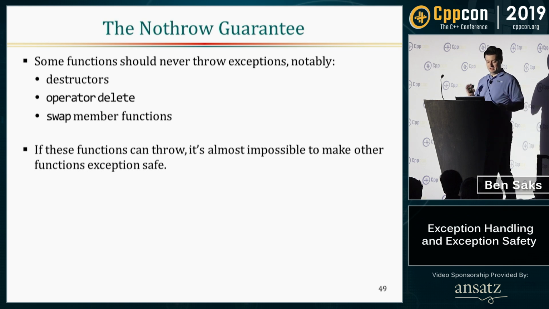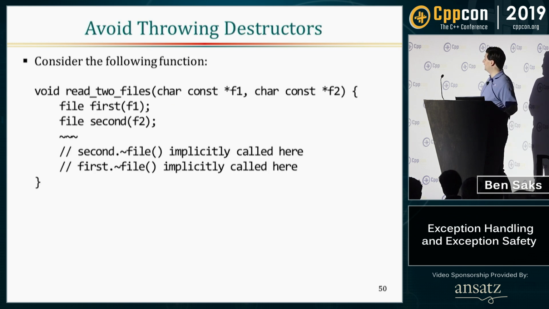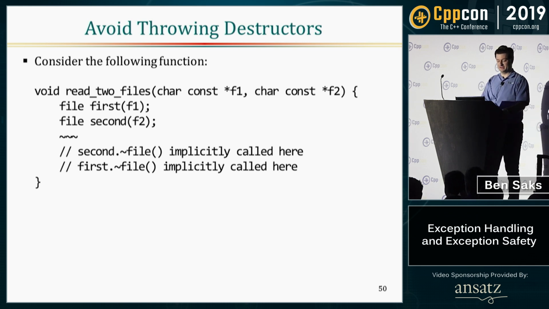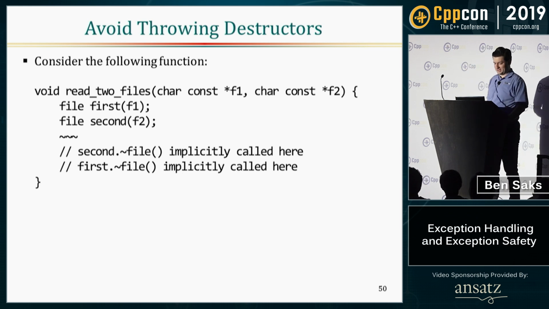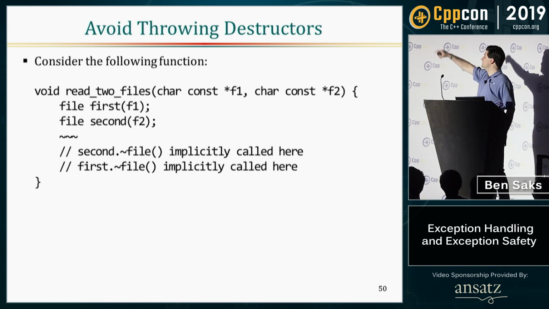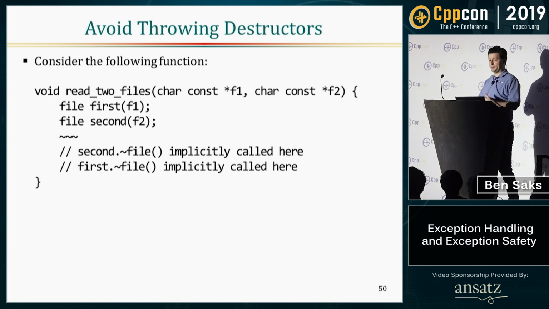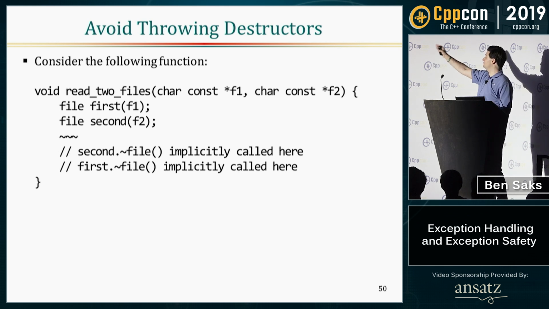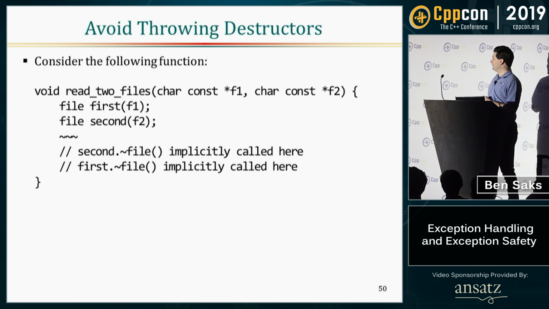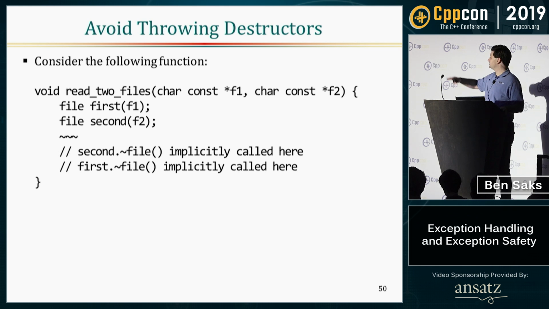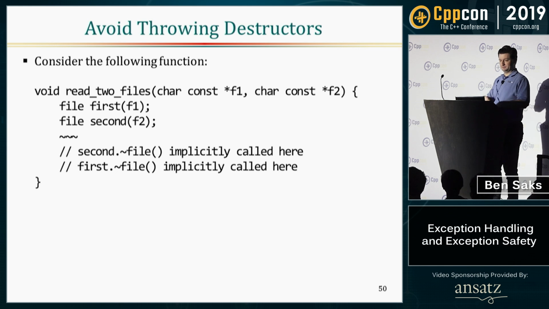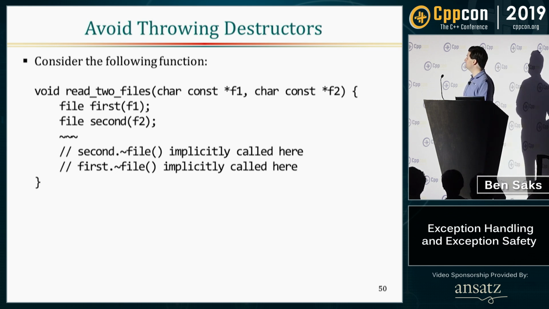So, the no-throw guarantee. Let's suppose we were actually writing a function that was going to read from two files like this. It takes in the names of both files as parameters, and then it constructs each of the two files, first and second. And then it does whatever it needs to do with those two files to read them. And then when we get to the end of the function, the destructors are called in reverse order. So second is destroyed before first is destroyed. Destructors always run in reverse order of creation.